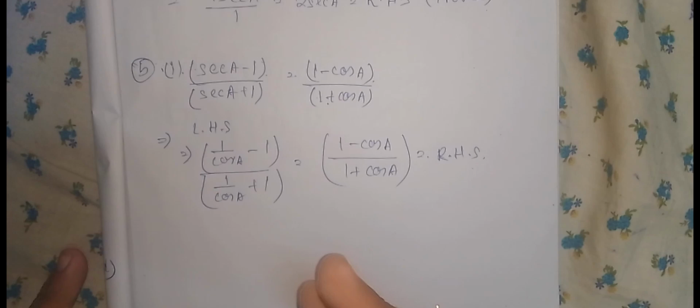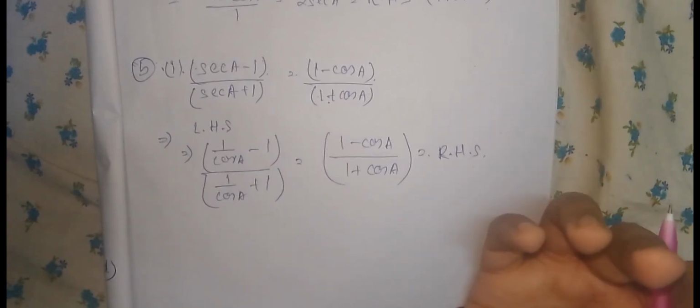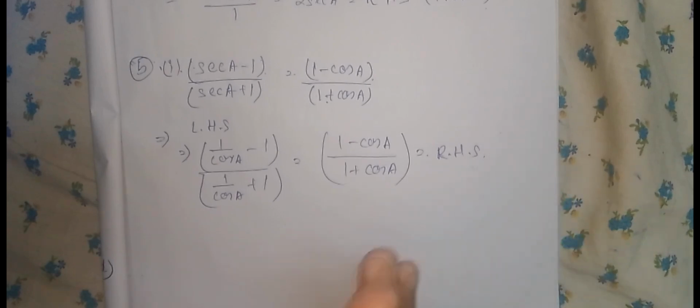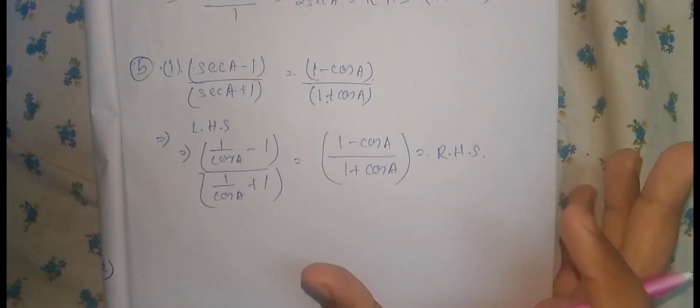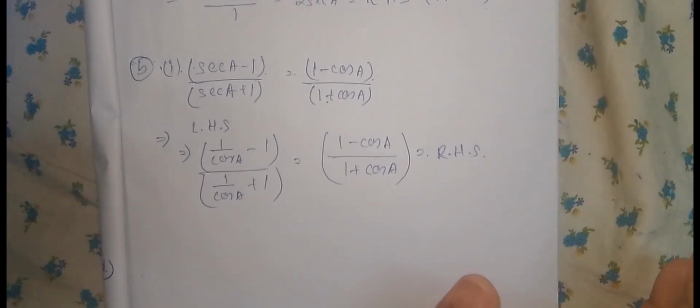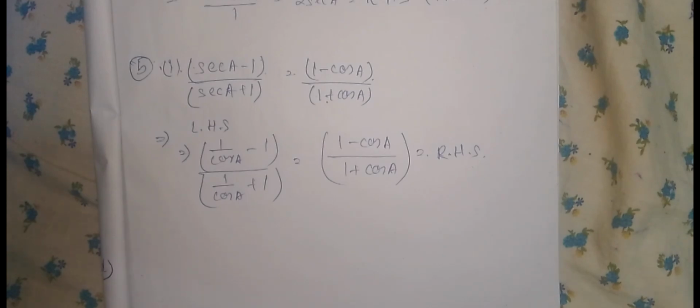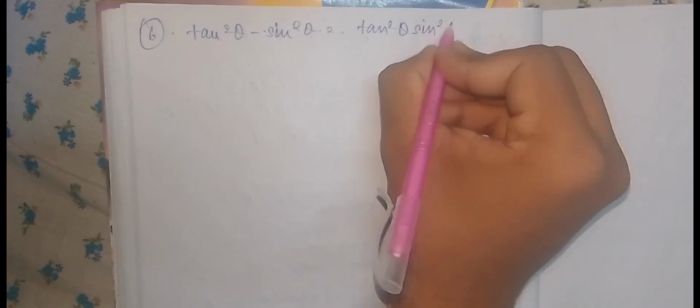So basically in this type of sum, we have to look into the RHS part, and then we have to make adequate changes to the left hand side, right? So moving on to our next sum, our sixth sum is tan square theta minus sine square theta equals tan square theta sine square theta.